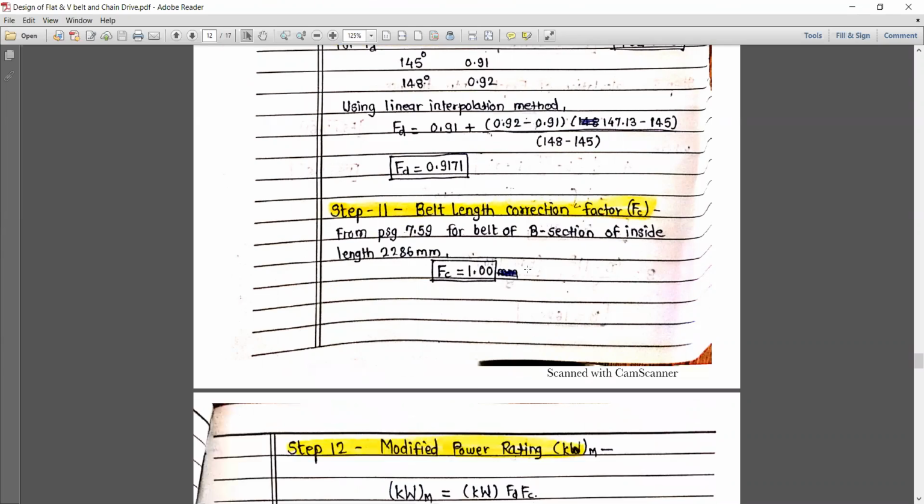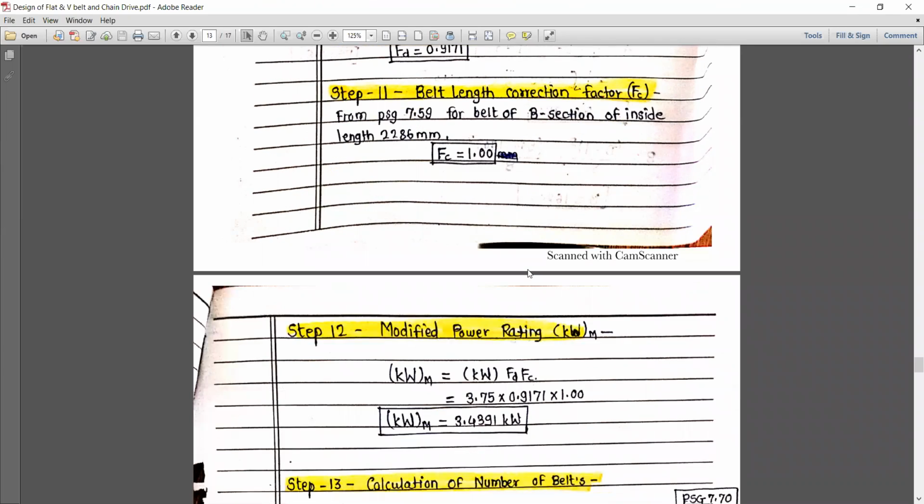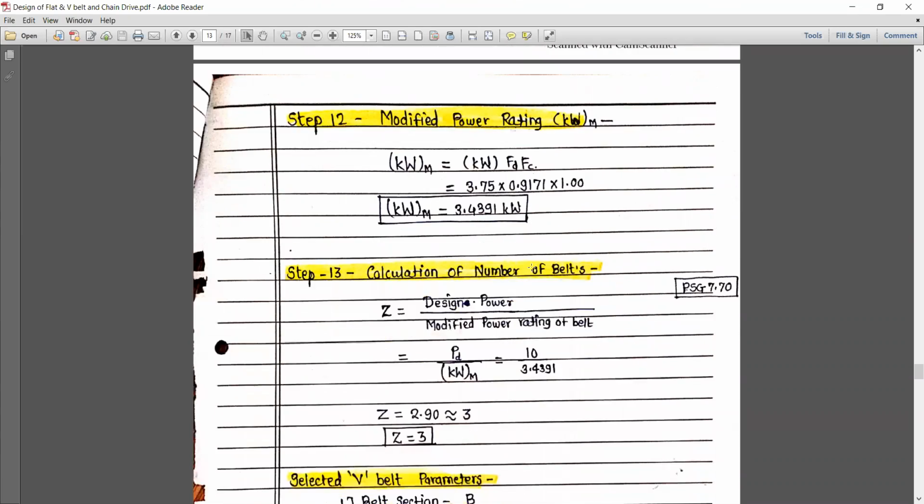Now next one, to find out the belt length correction factor, referring PSG page number 7.59 for section B and inside length 2286, the correction factor is 1, which we have already selected. Then next one, modified power rating. Modified power rating, KW modified is equal to the power rating which we have selected based on the diameter and the belt speed, that is 3.75 multiplied by FD into FC.